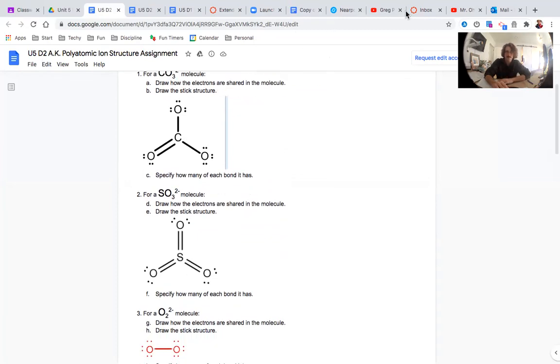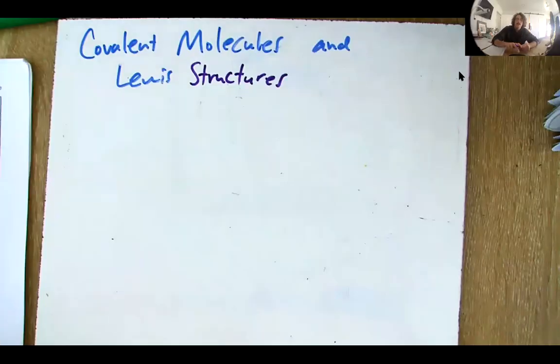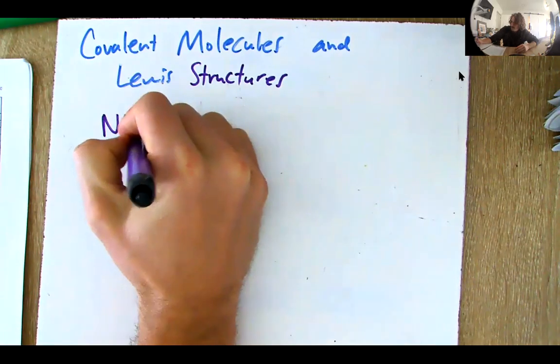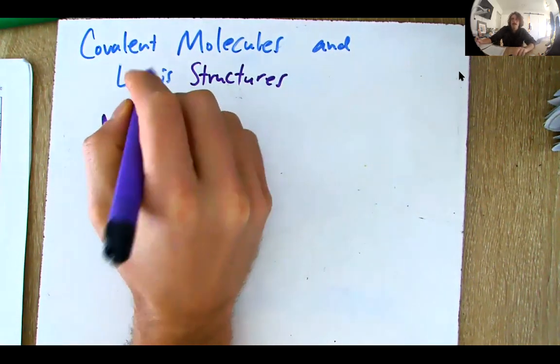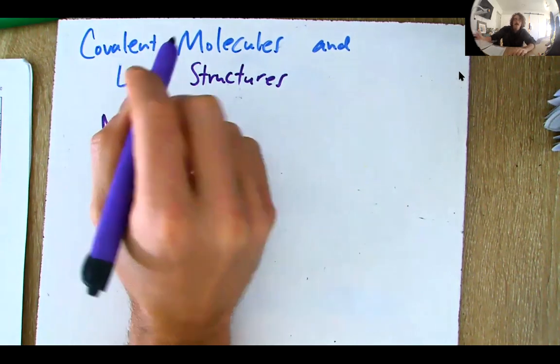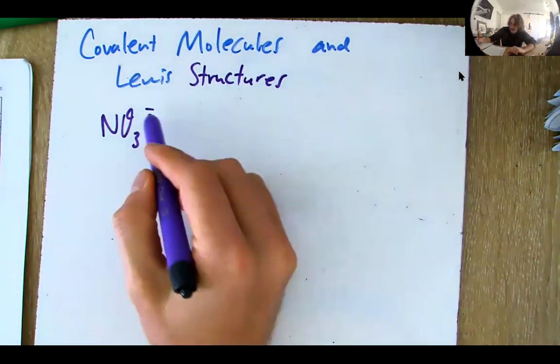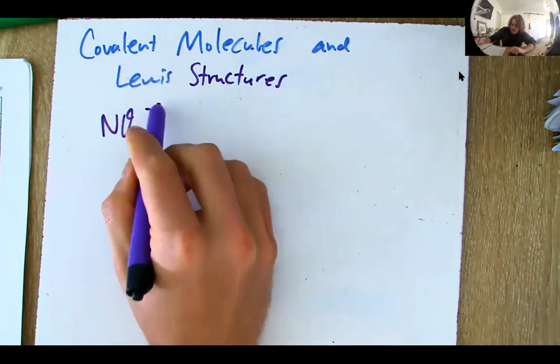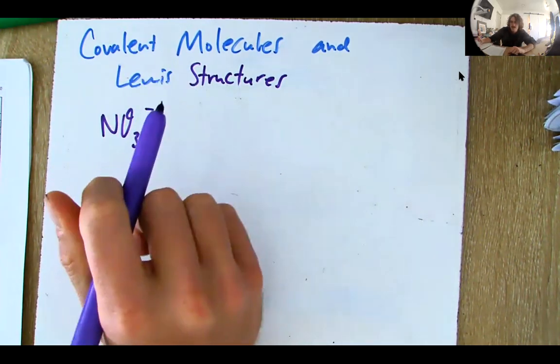Let's do an example. All right, let's do the Lewis structure for NO3 minus. There it is, NO3 minus, that's -1. Sometimes you'll just see it as a minus, sometimes you'll see it as -1. They both mean the same exact thing.